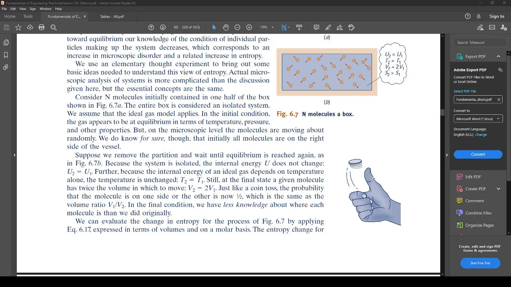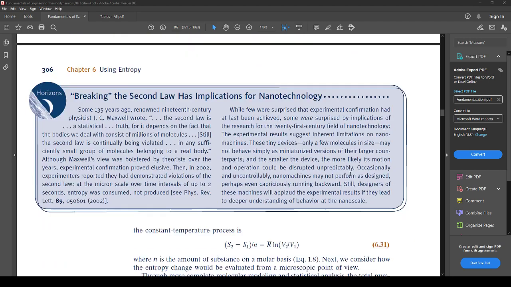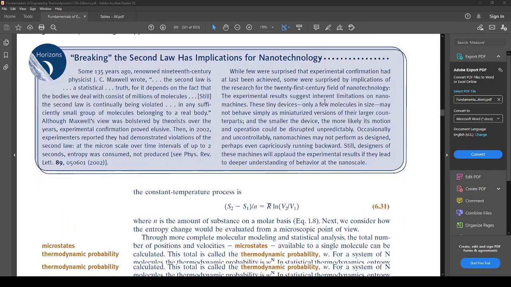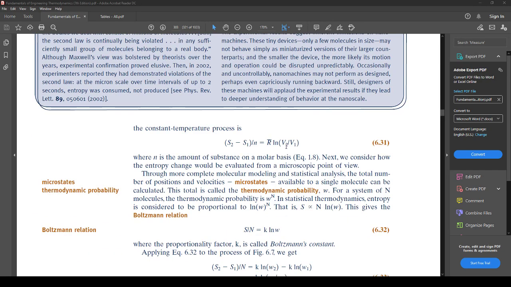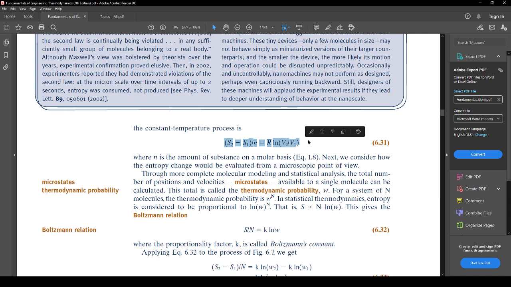And it says we can evaluate the change in entropy for the process of figure 6.7 by applying equation 6.17 expressed in terms of volumes on a molar basis. The entropy change for the constant temperature process is this. So this was another equation previously done. They said it was 6.17. We won't go back and look at it, but this was it right here. This one had to do with volumes instead of pressures. And it says where N is the amount of the substance on a molar basis right here. It's divided by N.